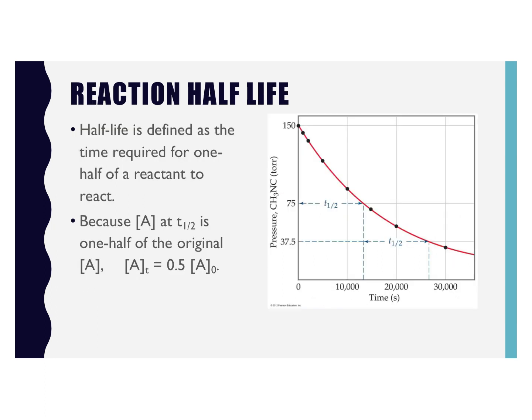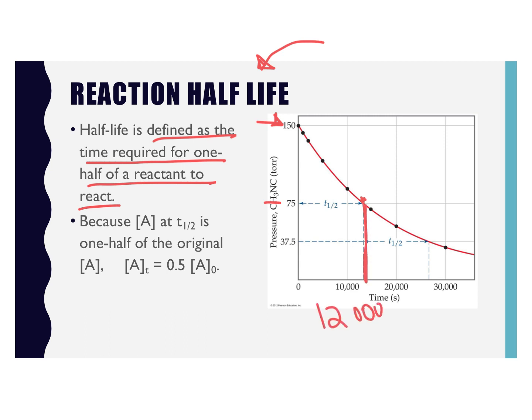All right, so an application of this is the use of half-lives. By definition, half-life is defined as the time required for 1/2 of the reactant to react. If I look at our graph, I start with 150 torr of pressure of this. I would know that half of it's reacted when I have half as much, at 75. So that's a particular time, and if I look here, it's about 12,000 seconds. So again, the half-life is how long it takes for half of the reactant to react.